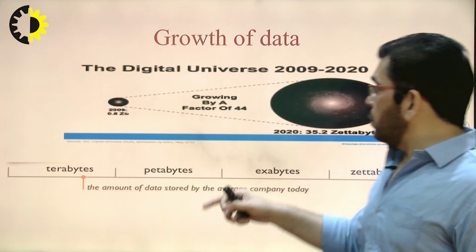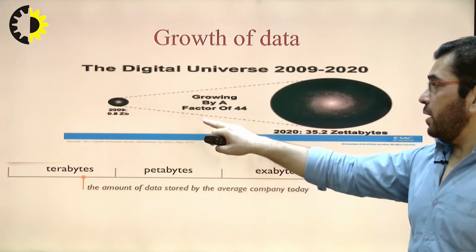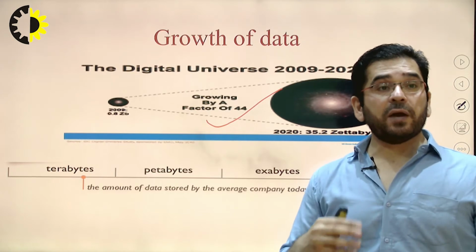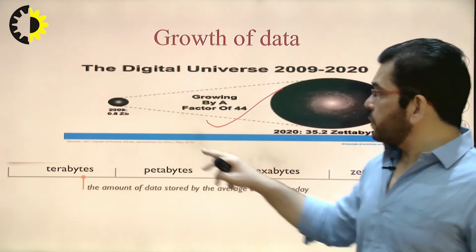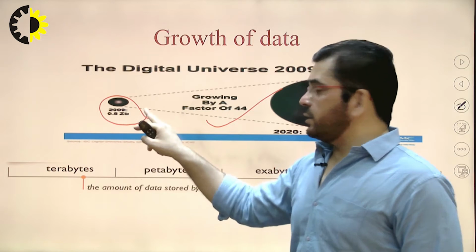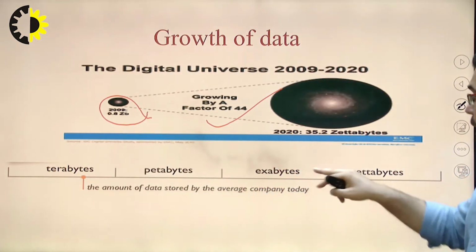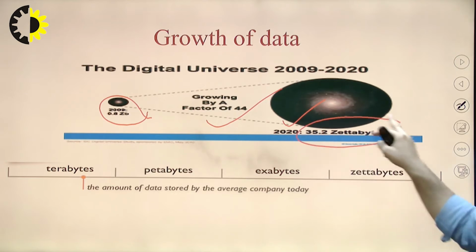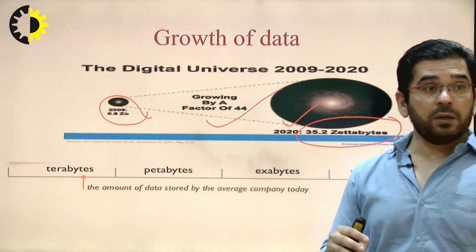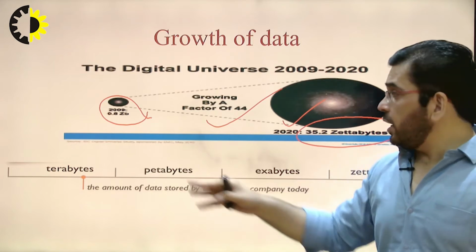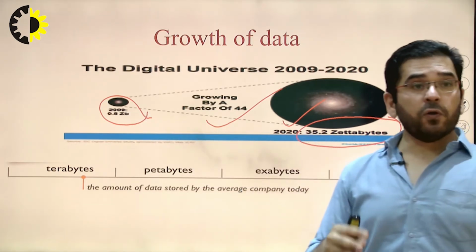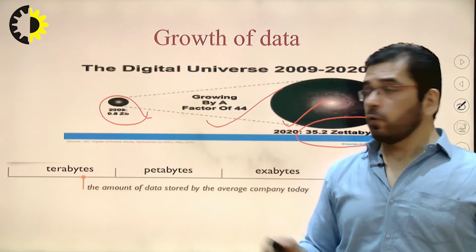So the growth is by a factor of 44. Every year the data is increased by 44 times. In 2009, only 0.8 zettabytes of data was available. I will give you the statistics of 2020: 35.2 zettabytes of data is available till date. So you can compare, within 11 years only, 0.8 to 35.2. So a 44 times multiplied speed of growth of data is there.